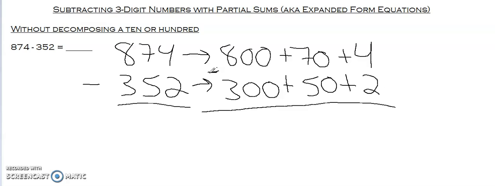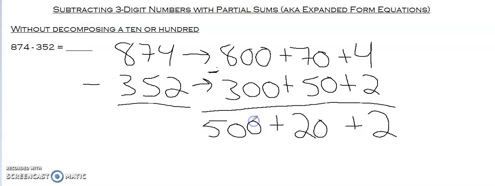So we're going to do 4 minus 2 is 2. 70 minus 50 is 20. 800 minus 300 is 500. 500 plus 20 plus 2 is 522. When there is no decomposing of a 10 or 100, it's pretty straightforward.